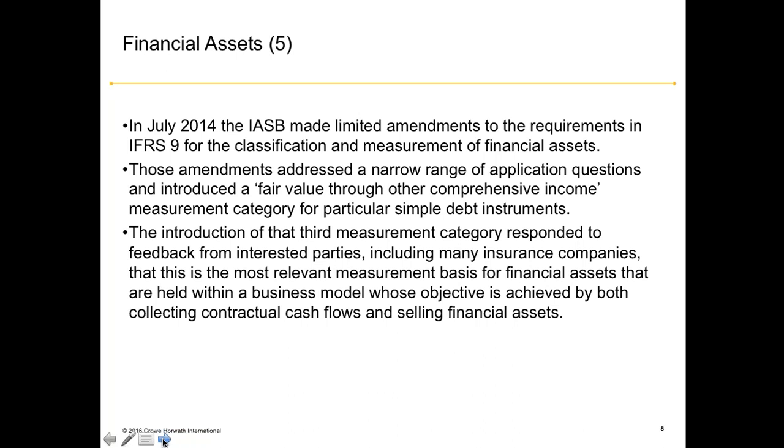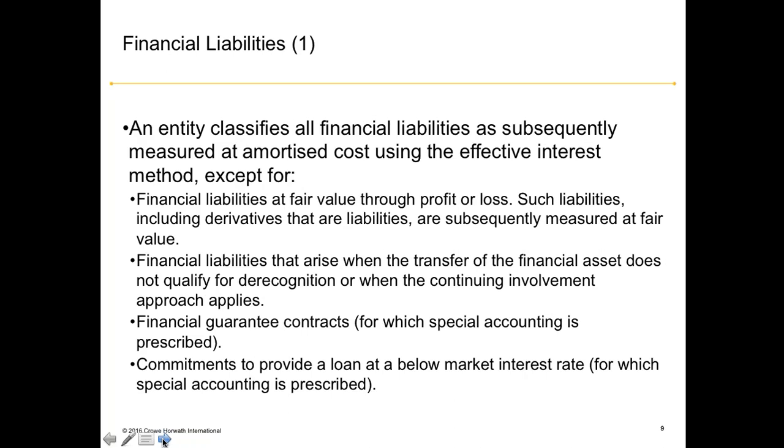and selling financial assets. Moving on to financial liabilities, an entity classifies all financial liabilities as subsequently measured at amortized cost using the effective interest method, except financial liabilities at fair value through profit or loss. Such liabilities, including derivatives that are liabilities, are subsequently measured at fair value.